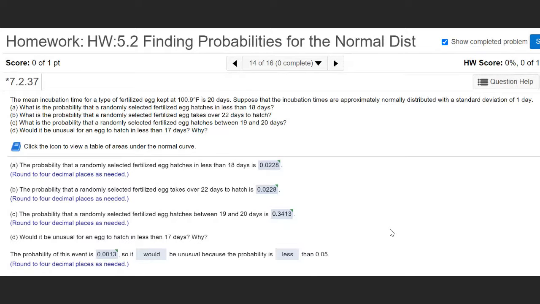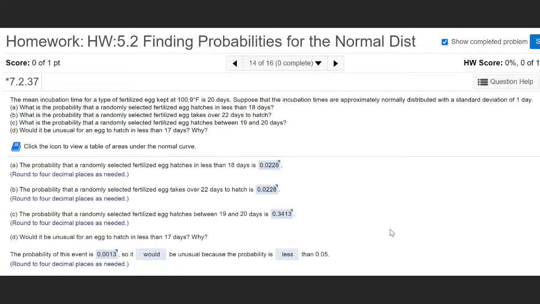So I'm just going to write down, so it has parts B, C, and D. Yeah, B, C, and D. And if you want to write the answers down for these, that would probably be a good idea so you can check later to see what it is. So the B part says the probability a randomly selected fertilized egg takes over 22 days to hatch. So that one is the probability that X is greater than 22.